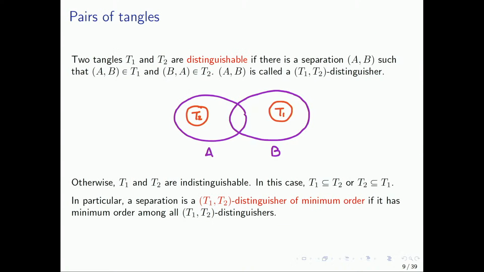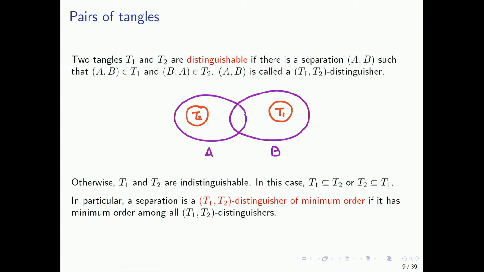To do this, we have to compare the tangles, because we have two highly connected areas and we want to say they are different areas, using the separations. So we say that two tangles, T1 and T2, are distinguishable if there is some separation AB where AB is in T1, but BA is in T2.